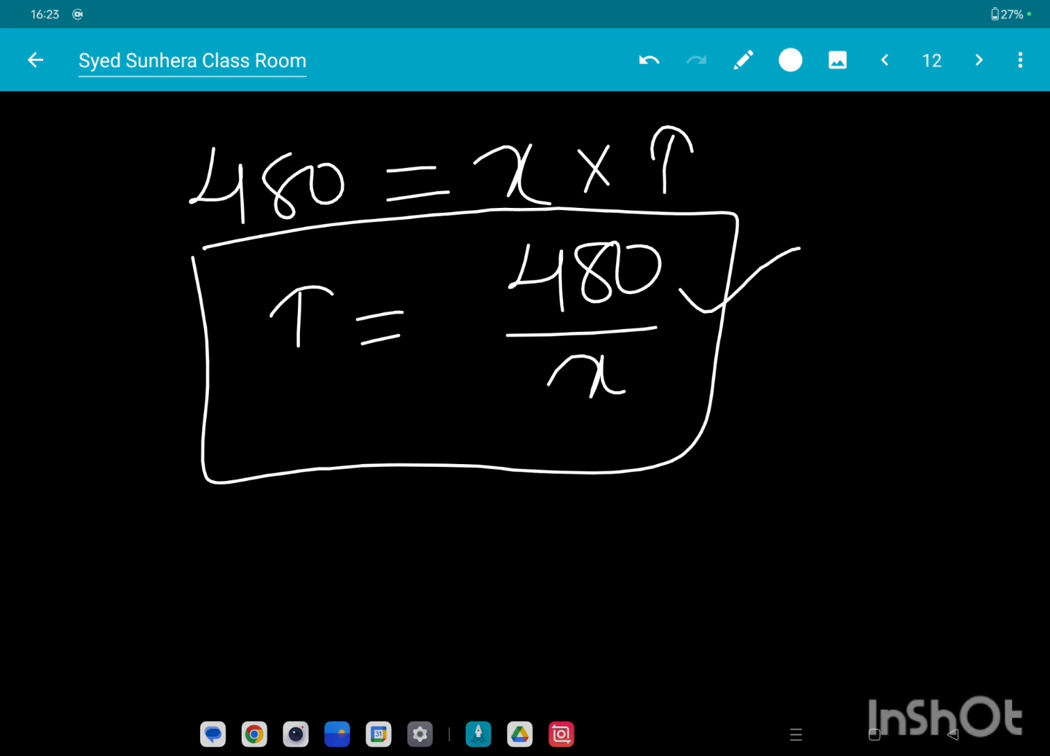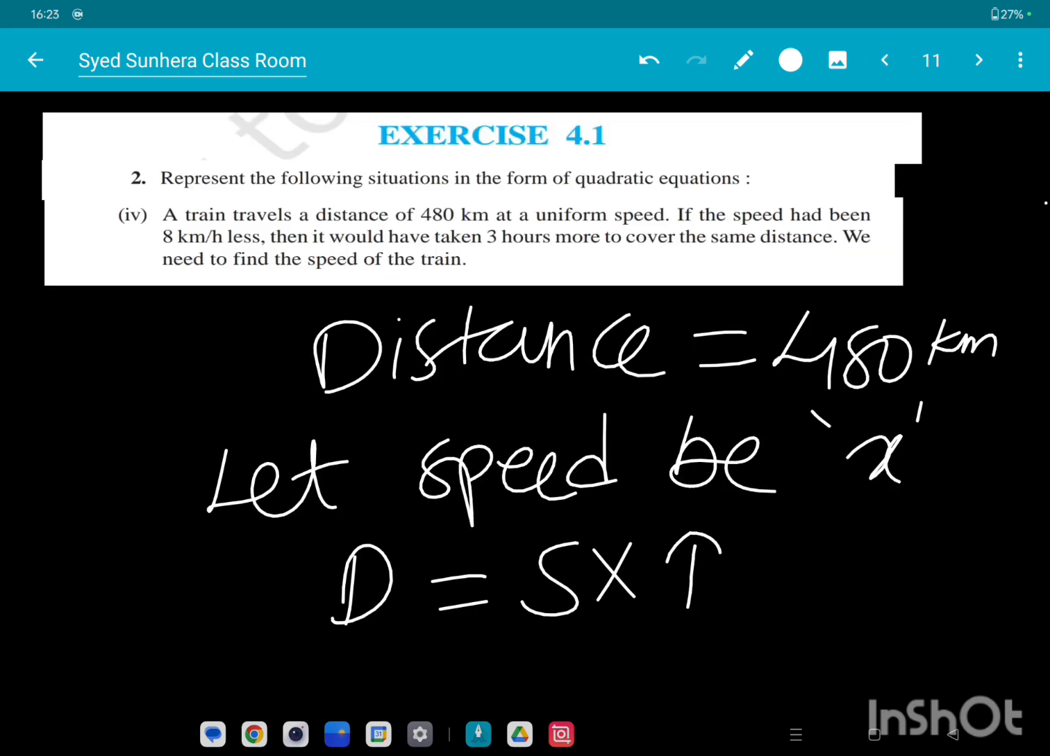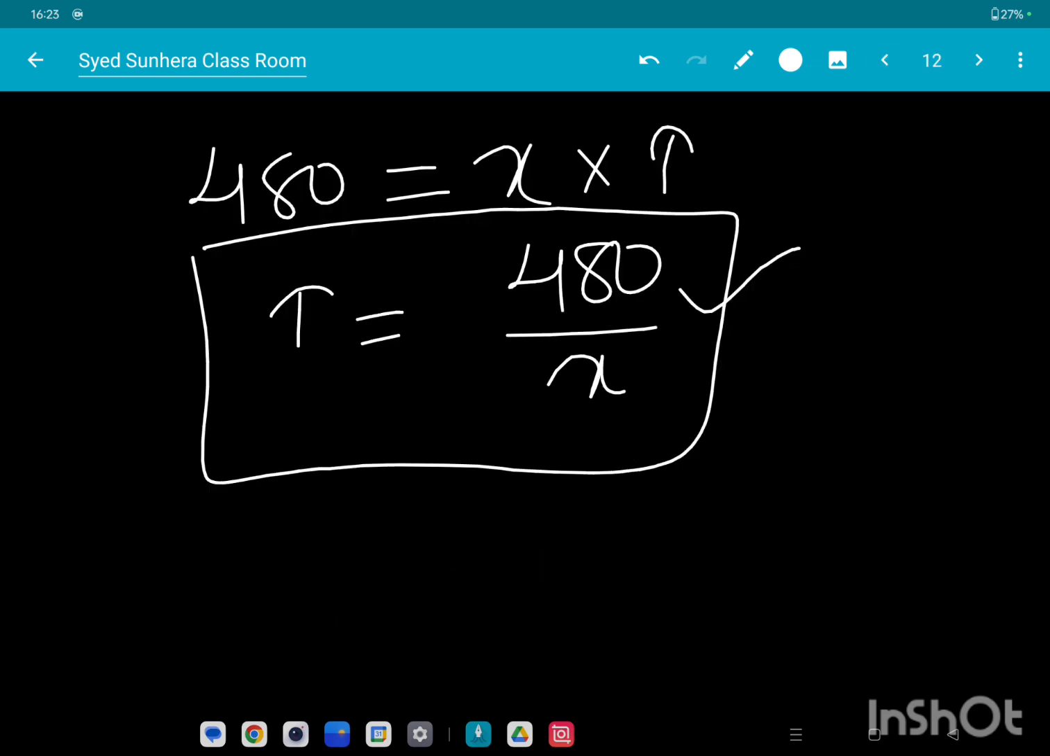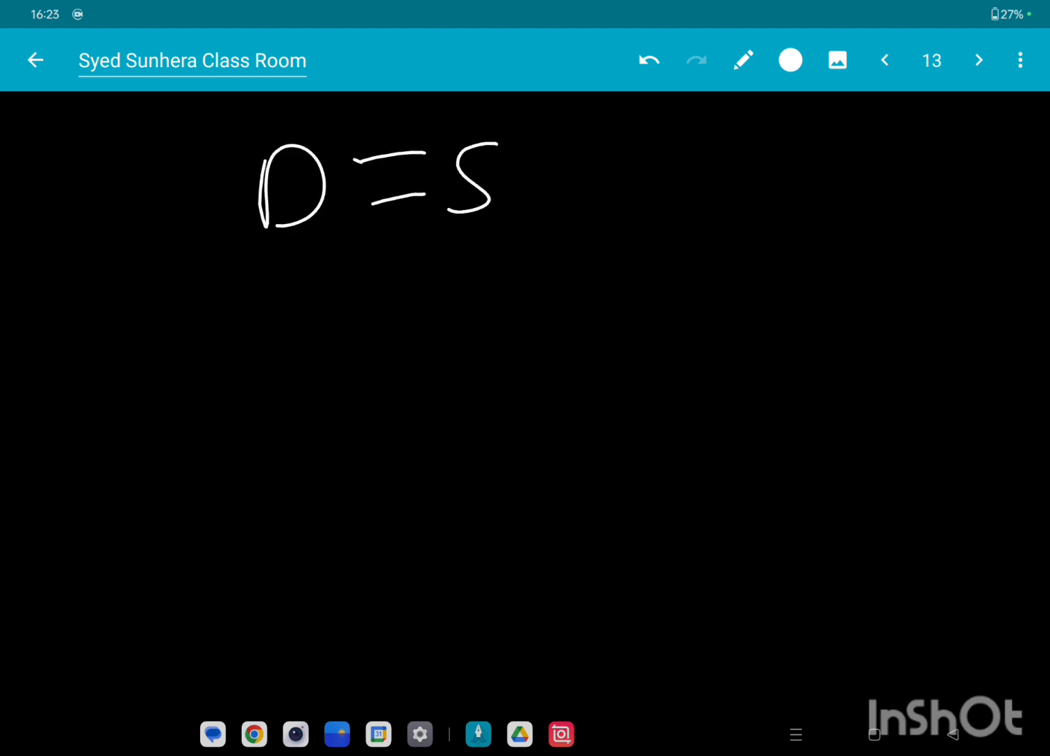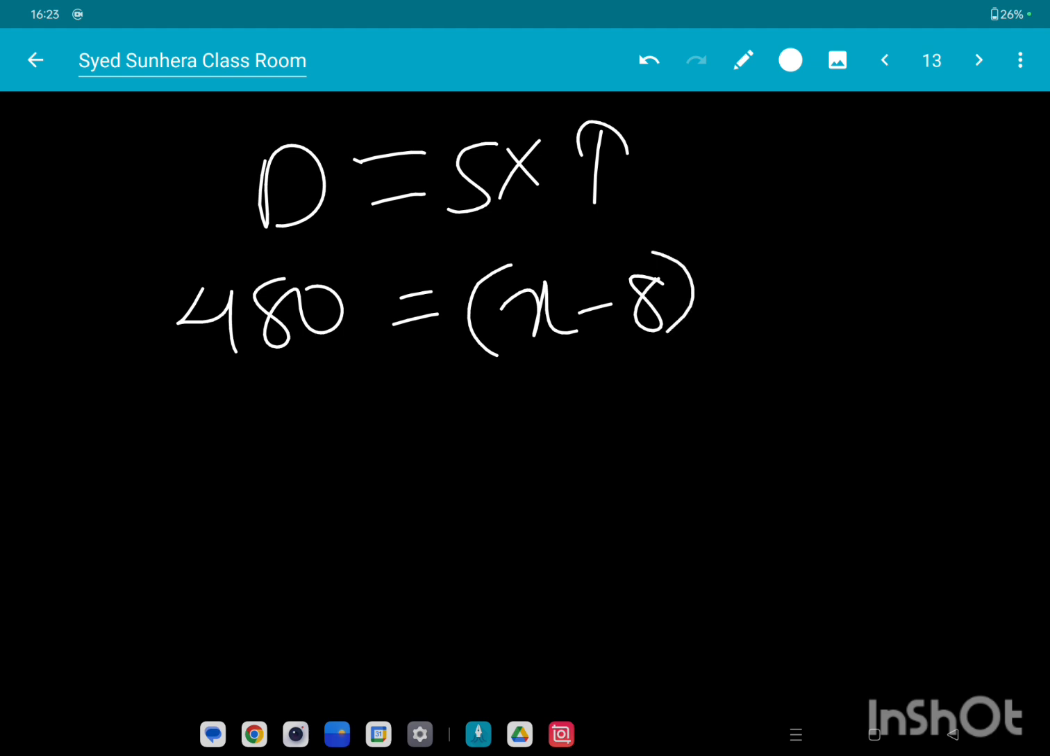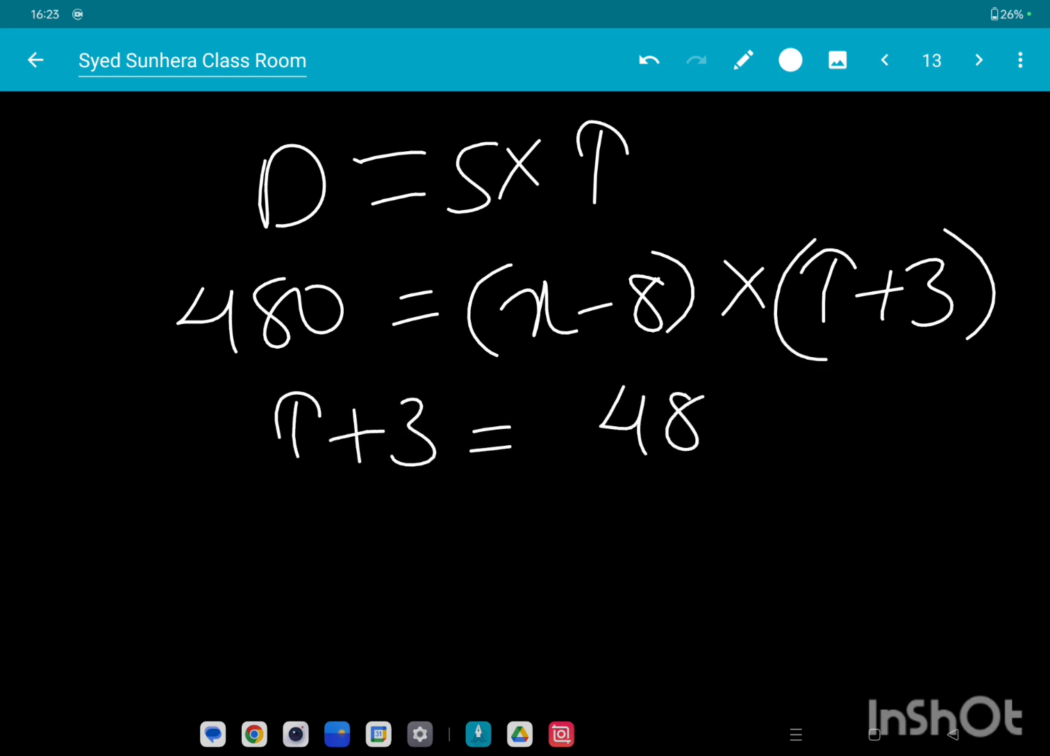Now it was given in the question that if the speed had been decreased, we will write distance is equal to speed into time. Distance is 480 kilometers, speed is decreased by 8 km per hour, which means x minus 8. The speed is x and it was decreased by 8. So we will write x minus 8 into, and the time is increased by 3 hours, which means t plus 3. Now, what is the t plus 3 value here? 480 divided by x minus 8.